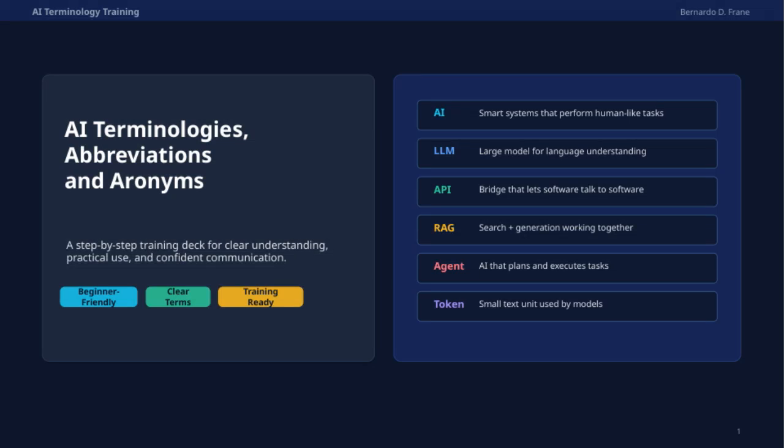I'm excited to introduce our AI terminology training session. On this first slide, we see some key terms that we'll be exploring throughout the presentation. We'll cover concepts like tokens, agents, RAG, APIs, LLMs, and AI itself. Our goal is to make these terms clear, practical, and easy to understand, so you can communicate confidently about AI. Let's get started and dive into these foundational concepts together.